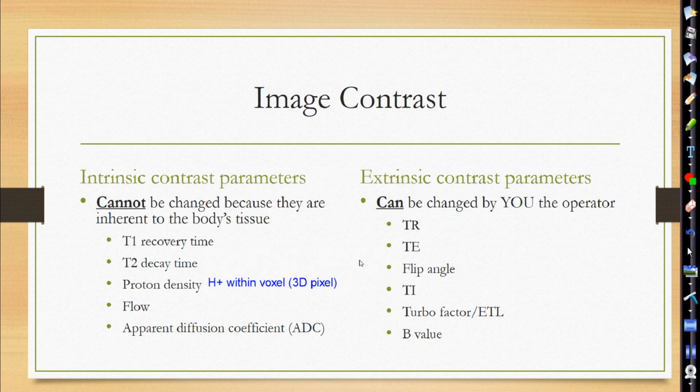Flow. Our blood flow within our body, we cannot change. We can change our contrast parameters to make flowing blood bright on our images or make it look dark. But flow in general, or blood flow, we cannot change. And then our apparent diffusion coefficient. This is actually a calculation of how fast those water molecules are diffusing. So we can't change how fast things are diffusing within our tissues.